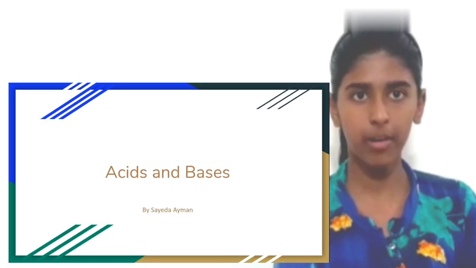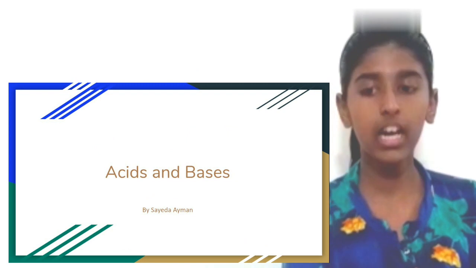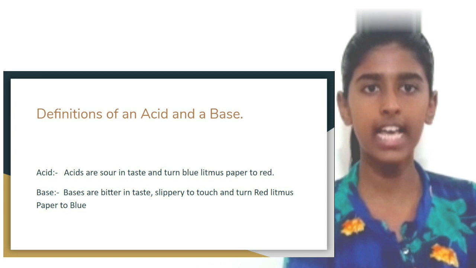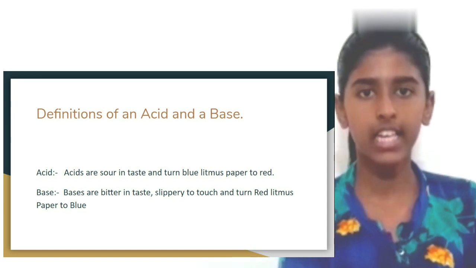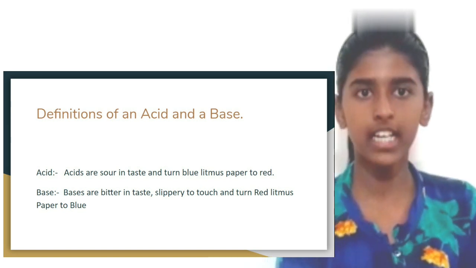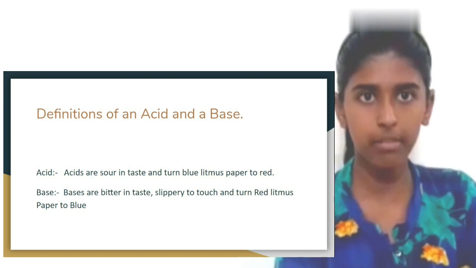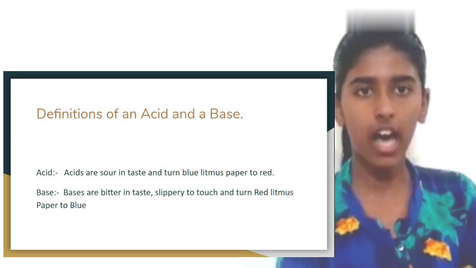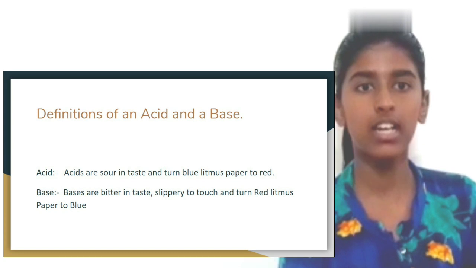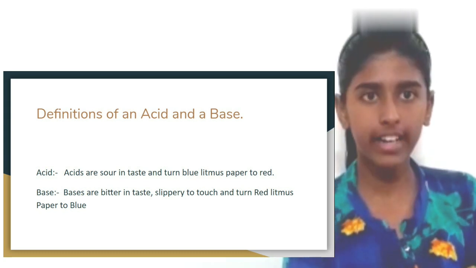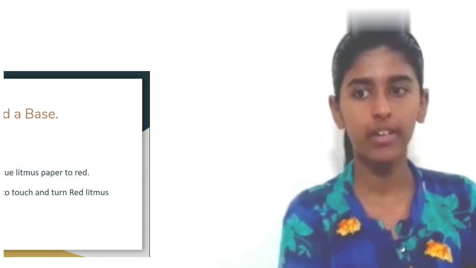Today I am going to give a presentation on the topic acids and bases. First let us know the definitions of an acid and a base. Acids are substances which are sour in taste and turn blue litmus paper to red. Bases are bitter in taste and slippery to touch and they turn red litmus paper to blue.